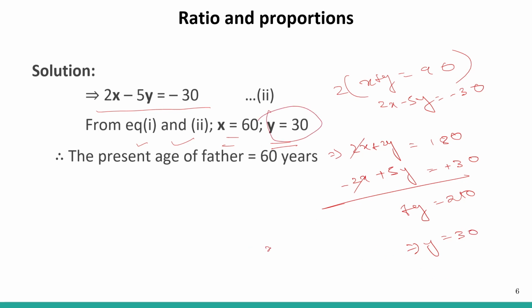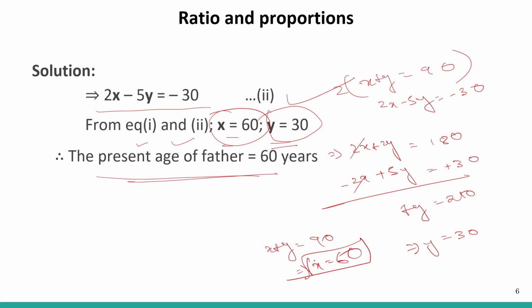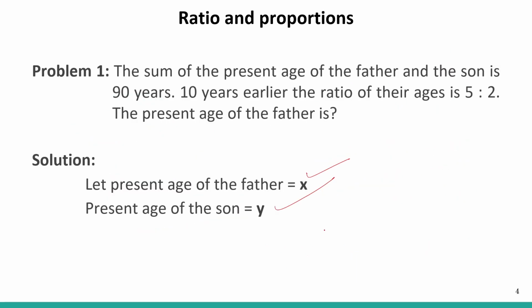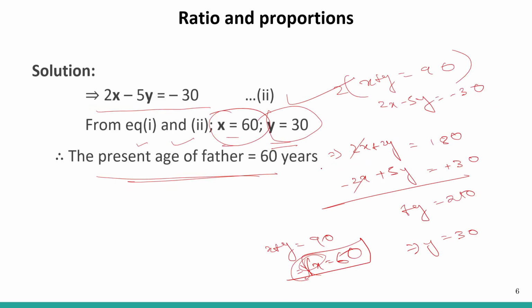If y is equal to 30, given that x plus y is equal to 90, this implies that x is equal to 60. So this is how we arrived at the conclusion that x is equal to 60 and y is equal to 30. The present age of father will be 60, as we assumed x to be the present age of the father. So if the sum of the present ages of father and son is 90 years and 10 years earlier their ratio was 5:2, then the age of father is 60 and age of son is 30. Let's proceed with problem number 2.